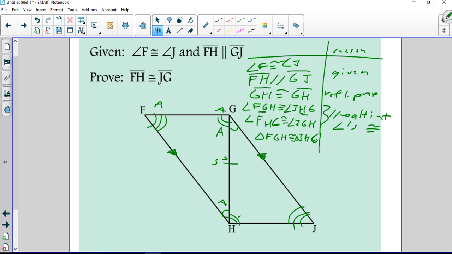And I can use either rule. Let's go with angle, side, angle this time. And now at this point, I can say that line segment FH is congruent to line segment JG by CPCTC. Corresponding parts of congruent triangles are congruent.